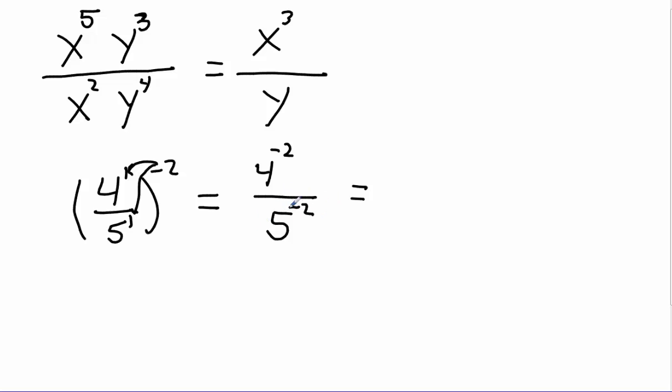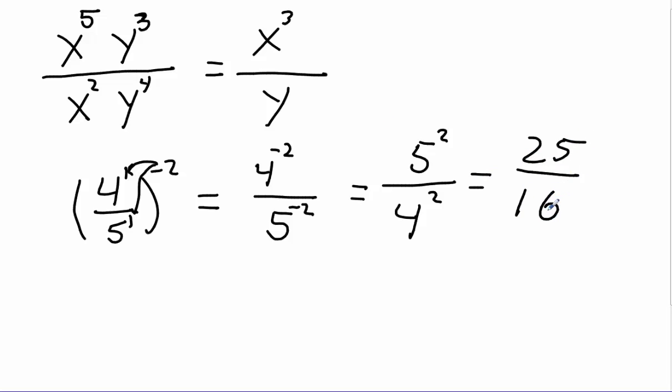Now the next rule we can take care of is the negative exponent rule, which means that if you have a negative exponent, you must take the reciprocal to make the exponent positive. Since it's 4 to the negative second on the numerator, that bad boy is going to go to the bottom. And 5 to the negative second on the denominator is going to go to the top, like that. Then when you simplify, we have 25 over 16, which is your final answer.